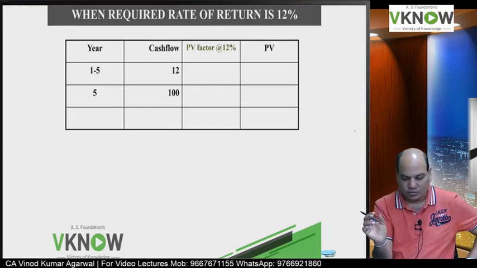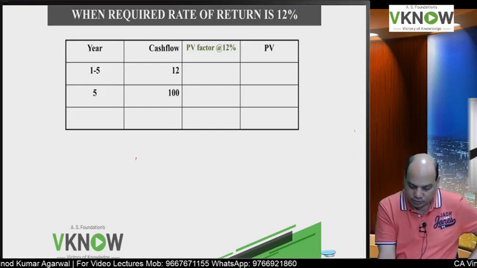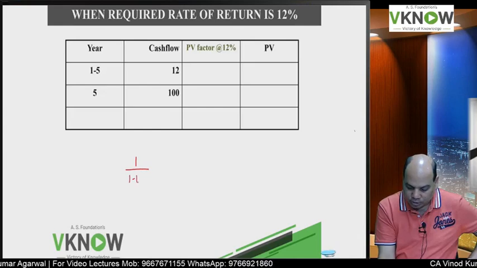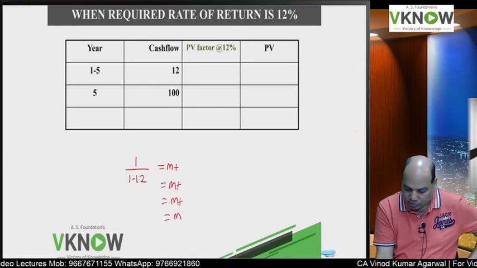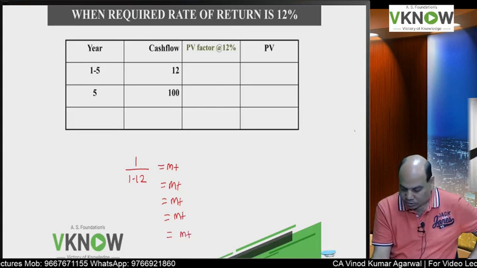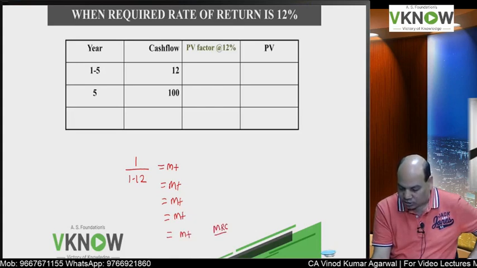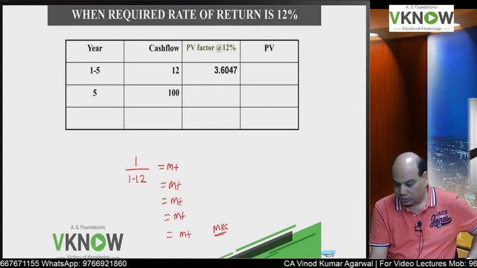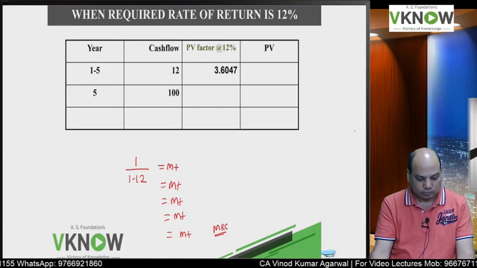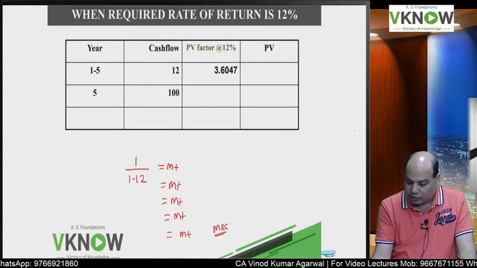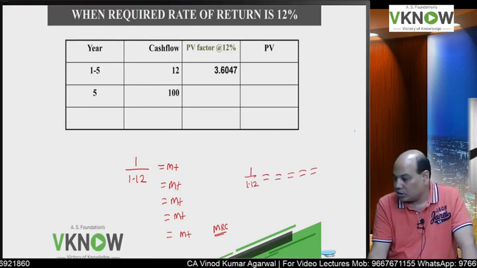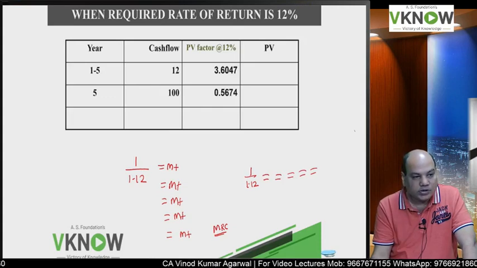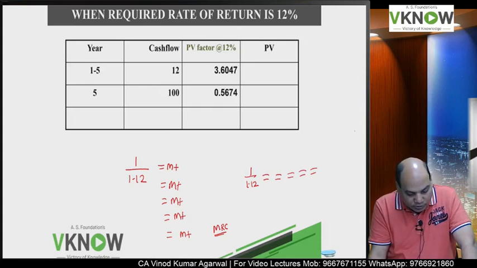If it is annuity, 12 rupees for 5 years, 1 divided by 1.12, equal to, memory plus, equal to, memory plus, equal to, memory plus, equal to, memory plus, equal to, memory plus, and then you press memory recall, MRC. So you will get the factor 3.6047, correct? And the fifth year factor will be 1 divided by 1.12, just press equal to 5 times. Your factor is 0.5674.